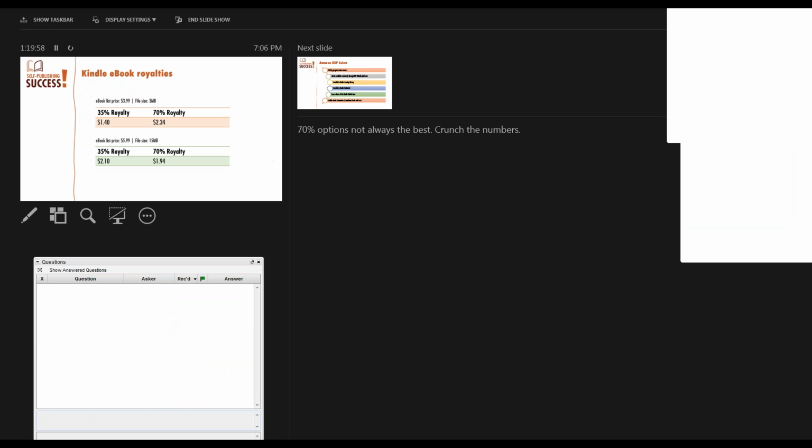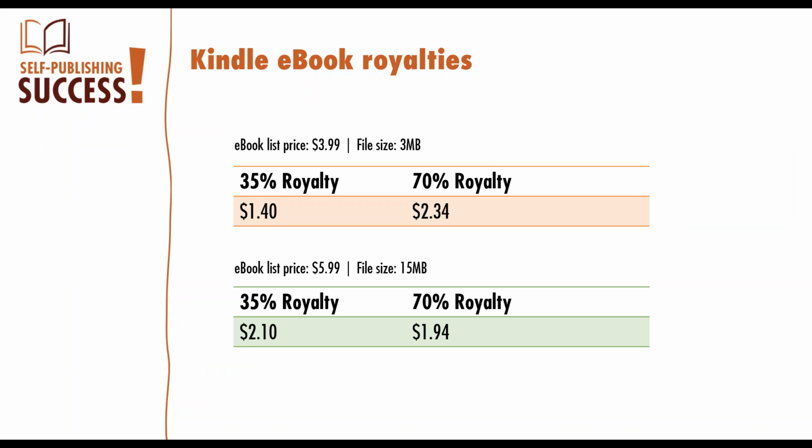So let's take a quick look at why you might want to choose a 35% royalty. And my point here is to always crunch the numbers. Don't always assume, in this instance, that the 70% is the best because it's bigger. Not always. So a typical book, say it's 3 megabytes in file size, you're listing the ebook at $3.99, the 70% royalty works out the best in this. But say you have an ebook that has a file size of 15 megabytes. Lots of things going on in that book. It's a bigger file size. You're going to make more money at the 35% royalty rate because of the delivery fee. That's going to add up and start knocking down your royalties at the 70%.